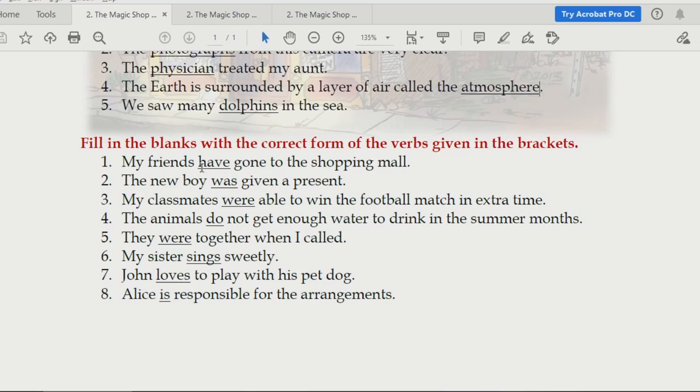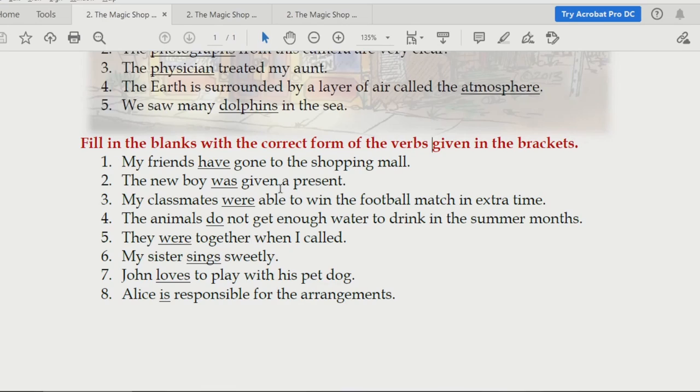My friends have gone to the shopping mall. Now why did I read this first? Because I need to tell you what the verbs are over here. Verbs means doing words. Whenever somebody does something, an action word. Now read the instruction. Fill in the blanks with the correct form of the verbs given in the brackets.